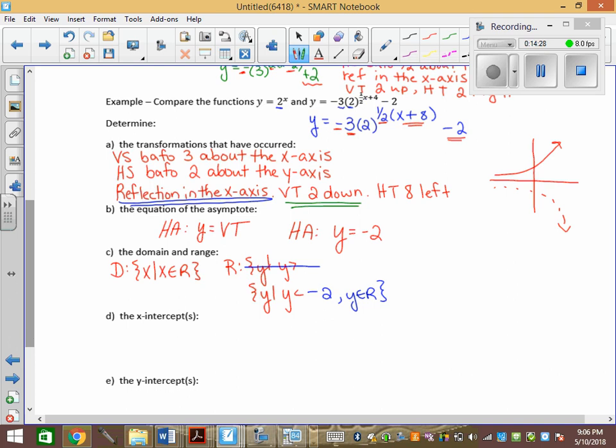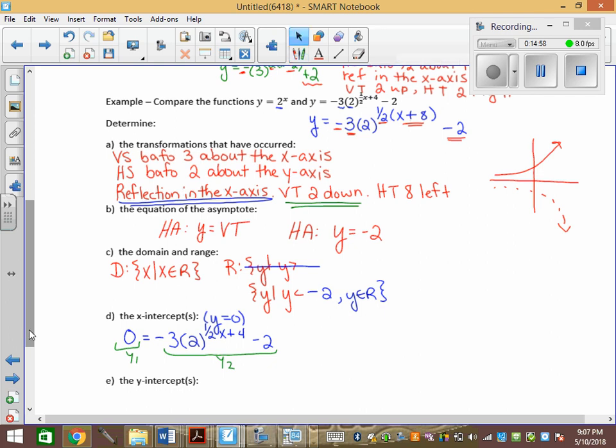So we would have x-intercept. You should instantly think y equals 0 always. Should be the first thing that pops in your head. So we're going to get 0 equals negative 3 times 2 to the half x plus 4, minus 2. Now what we're going to do for this one, until we get into logs, is we're just going to go Y1 and Y2 for now, until we get into logs.